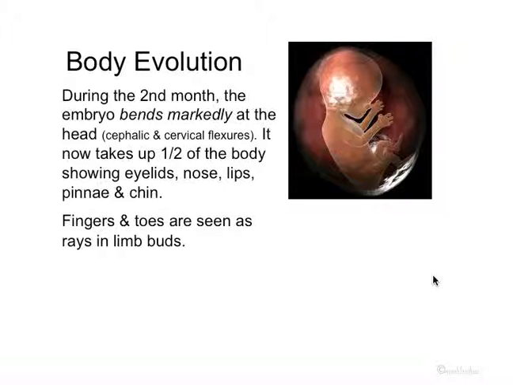During the 2nd month, the embryo bends markedly at the head, and the cervical and cephalic flexures get created. The head now takes up about half of the body. We can see eyelids, nose, lips, the pinna, the ear, as well as the chin. Fingers and toes are also seen as little rays that come off the limb buds.